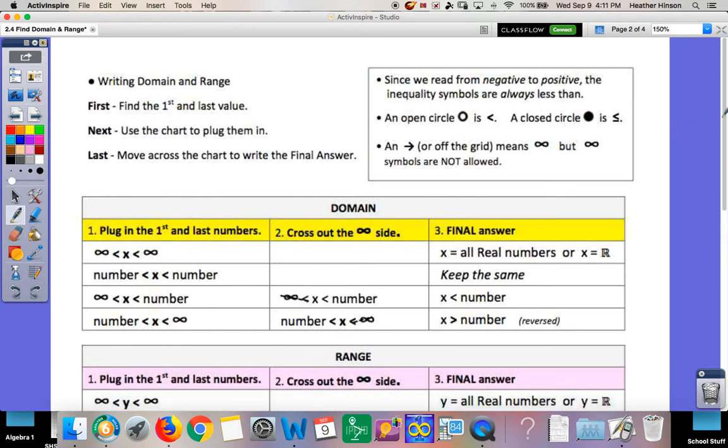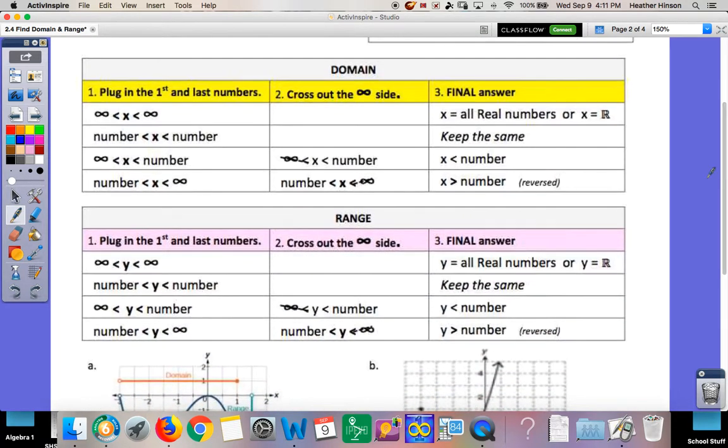When we have domain, it works the same for domain and range, so you can look at either chart. For domain, if we have arrows on both sides, an arrow on the left and the right, we're going to have negative infinity is less than x is less than infinity. However, we cannot have infinity symbols, so we have to cross them both out. That's what this middle part is. Cross out both of them. For your final answer, all you're going to have left is x.